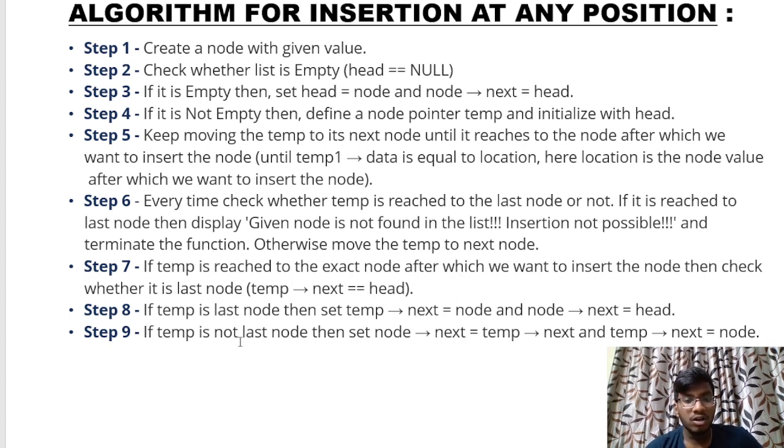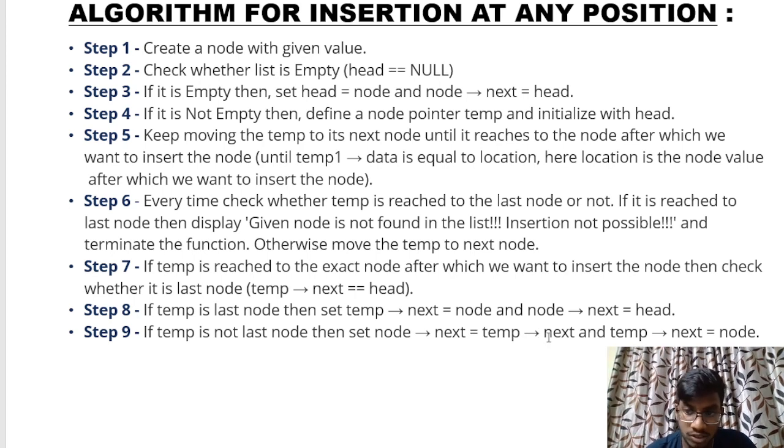If the temp is not the last node, that means we are inserting the node at a given position in the middle of the nodes. Then we need to set the new node of next equal to temp of next, as temp of next points to the after node, and we are inserting between these two nodes. New node of next will be equal to the temp of next.